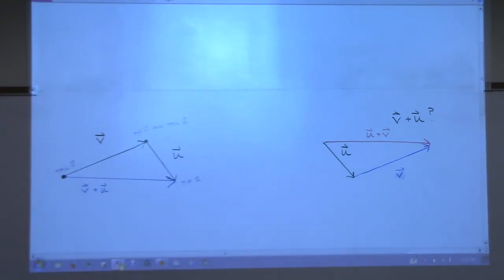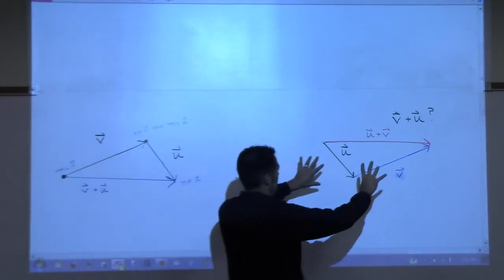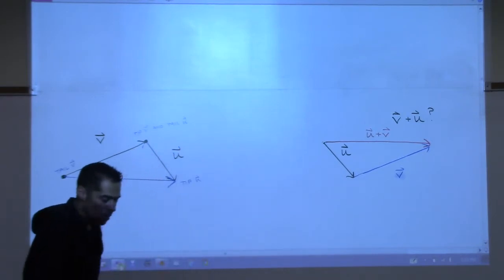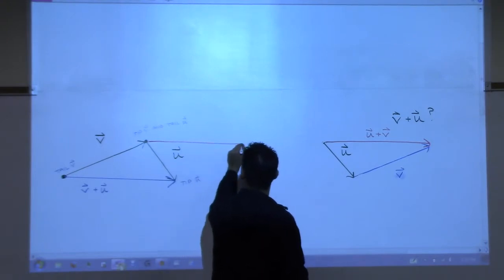Now I'm going to do something even crazier. I'm going to take this whole picture, and I'm going to slide this whole picture over here. And if I slide that whole picture over here, don't I get this? Parallelogram.